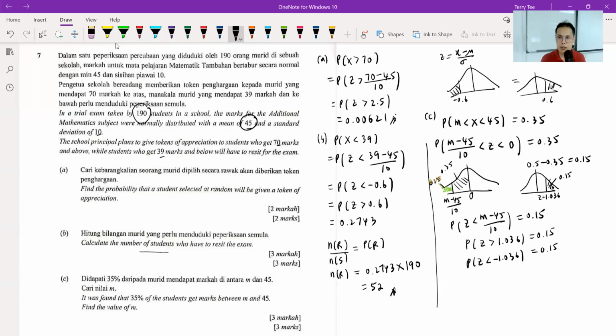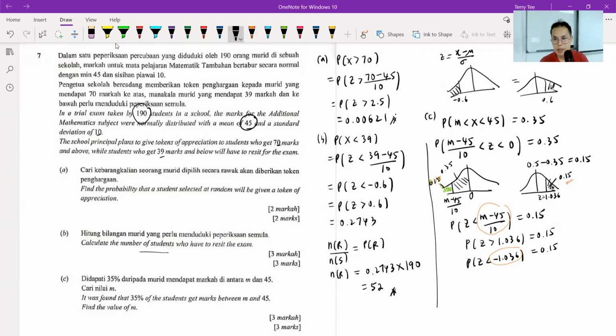Now, why is it important? Because a lot of students will mess up and write this equals 1.036. It is not true. It is not equal to 1.036. In fact, it is equal to negative 1.036 because your area is on the left. When you read from the mathematical table, it's based on the right-hand side.